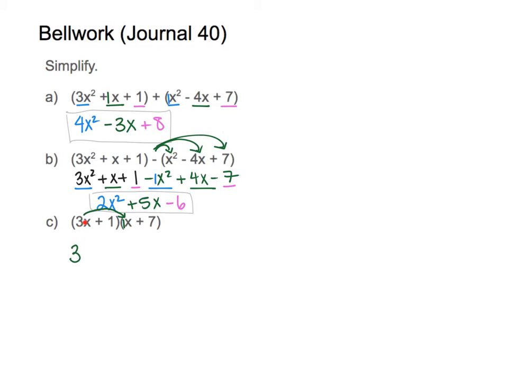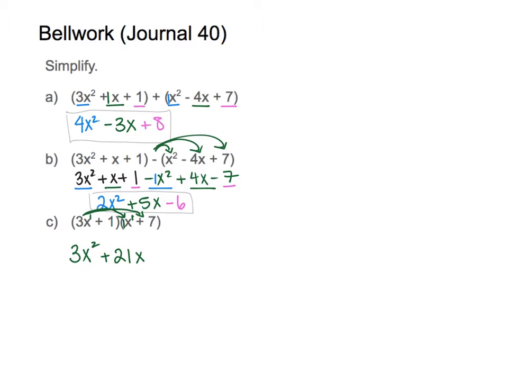Now, x times x is x squared. The reason why is because the exponent here is a 1 and this exponent is a 1. When you multiply two things that have the same base, you add the exponents. So 1 plus 1 gives me 2. Then I'm going to multiply 3x with 7. So 3 times 7 gives me 21, positive 21. But there's an x here, so I need to drop an x down.